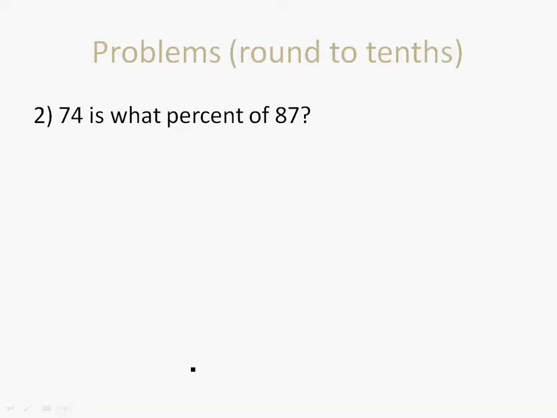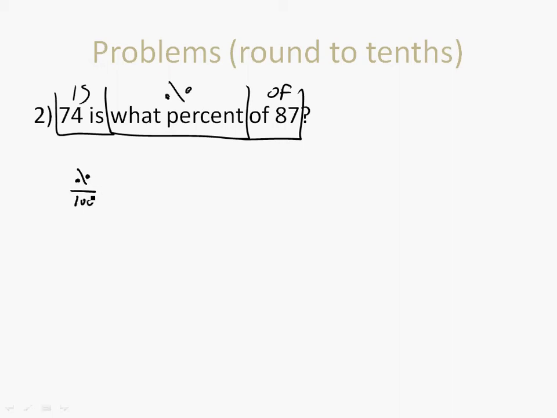Alright, second example, 74 is what percent of 87? Again, identify the is, the of, and the percent. So that's the is, that's the percent, that's the of. Let's set up our equation. We don't know the percent, so a percent over 100 times 87 is going to be 74.